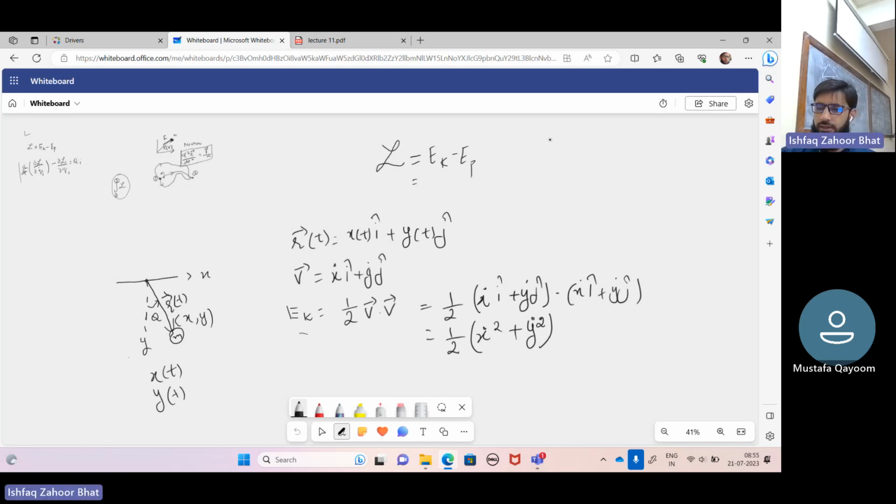So we can write it here. Sir, what about the 1/2 of m? Yeah, the m. Yeah, so there will be mass also. This is 1 by 2 m. Okay, so this is the kinetic energy.